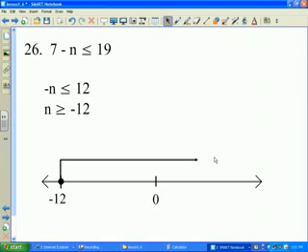7 minus n is less than or equal to 19. So I subtracted 7 from both sides to get to this second line. And then I multiplied both sides by negative 1. The opposite of n times negative 1 is n. 12 times negative 1 is negative 12. Because I multiplied both sides by a negative, I flipped the inequality. Less than or equal to became greater than or equal to. And then graphically, n is greater than or equal to negative 12 means a solid dot at negative 12, and then everything to the right of negative 12, every value that's greater than negative 12.